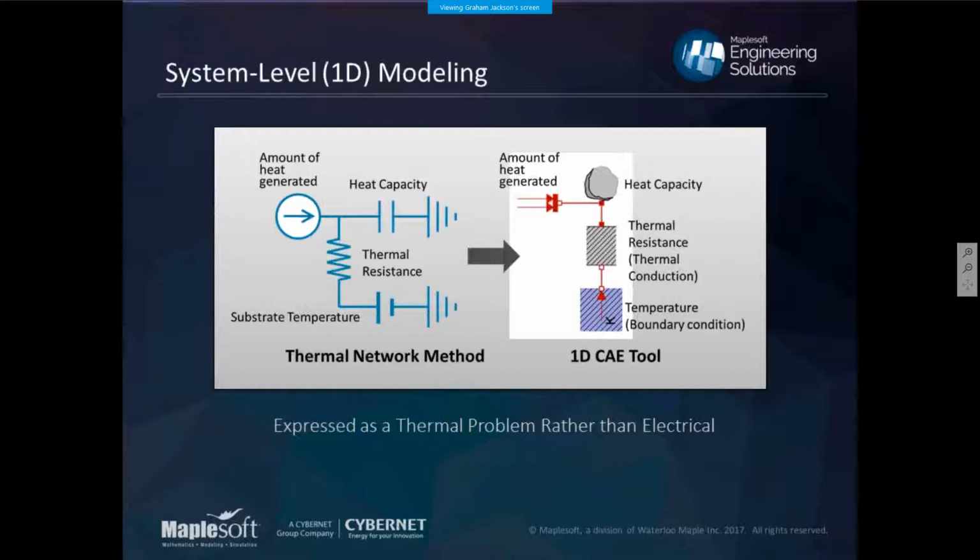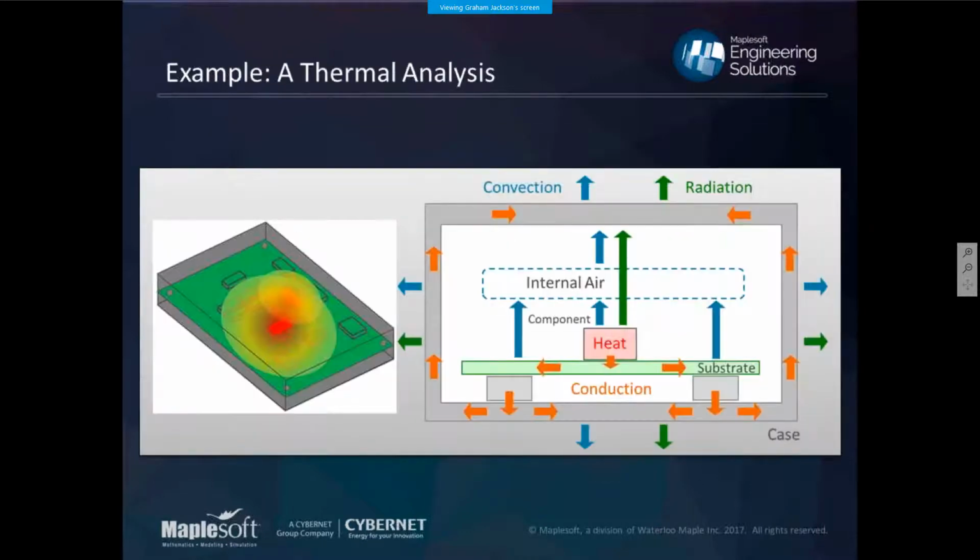So what we're looking to do really is combine both of those. By doing that, you get some of the ease of the thermal network method in terms of fast computation times, but you're also still able to keep it as a thermal problem using a system level modeling tool. So that's just the setup. Really, what I want to do today is run through a quick example to give you a sense of what that might look like.